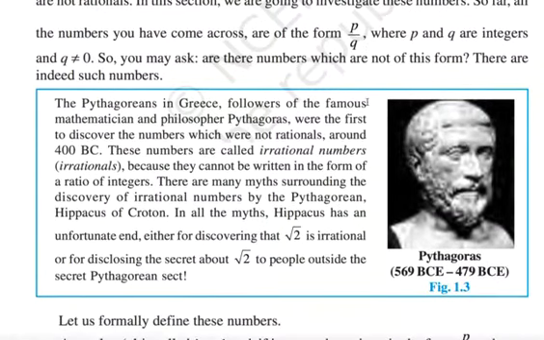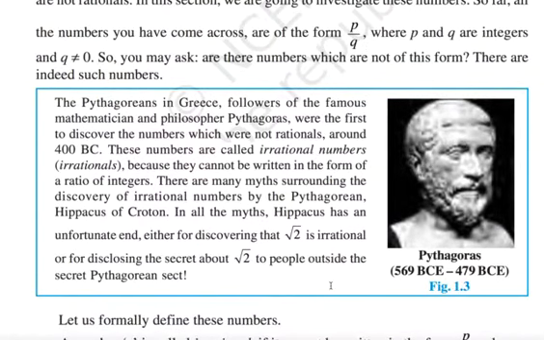The Pythagoreans in Greece, followers of the famous mathematician and philosopher Pythagoras, were the first to discover the numbers which were not rationals around 400 BC. The numbers are called irrational numbers, irrational simply because they cannot be written in the form of a ratio of integers.